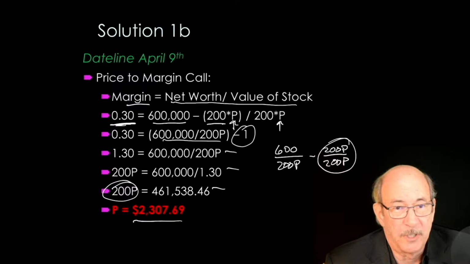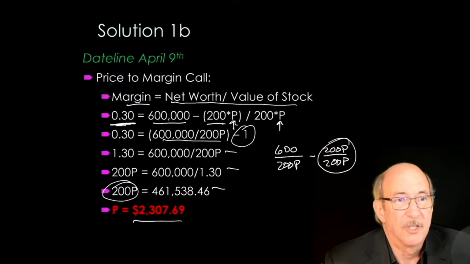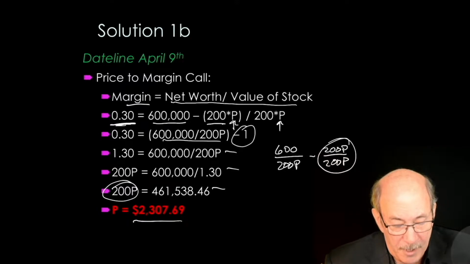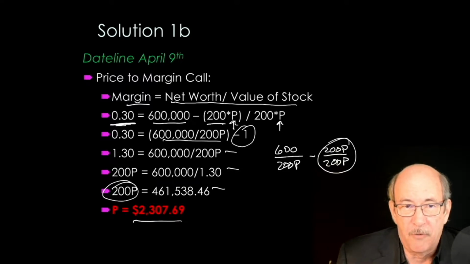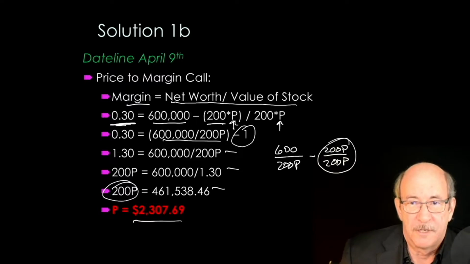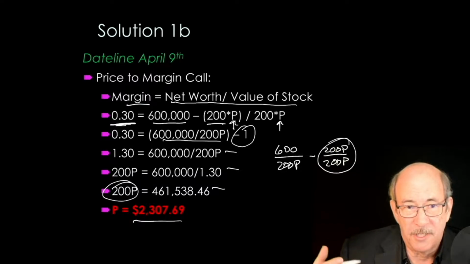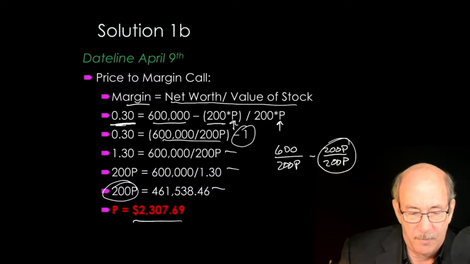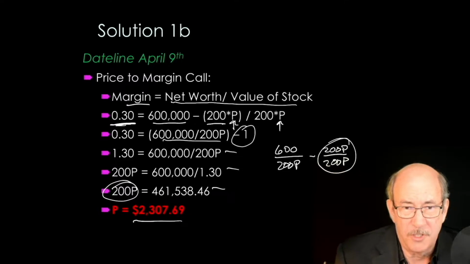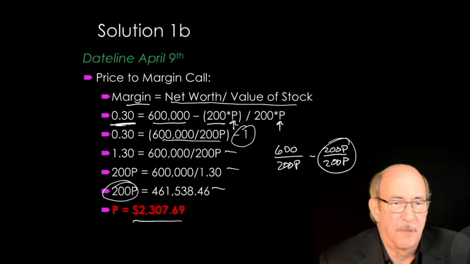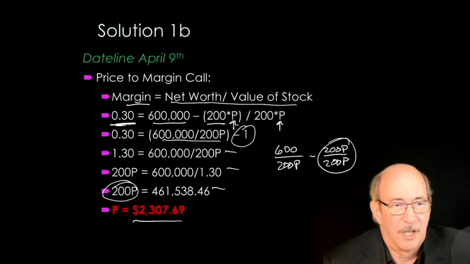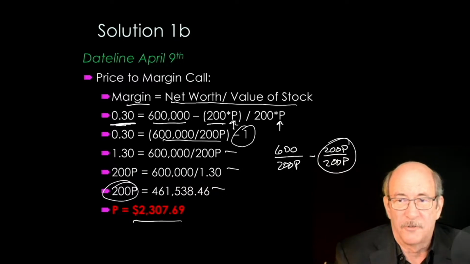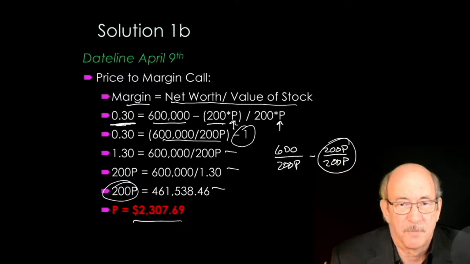2307.69 is the price at which I would begin to get a margin call. So anything above 2307.69 will trigger a margin call. That will drop my margin down to 30%. If it continues above that price, my margin will continue to decline below 30%. Questions on that? You can certainly use the plug and chug formula if that's your preference. But I'm just showing you this as an alternative way to get to the same spot.